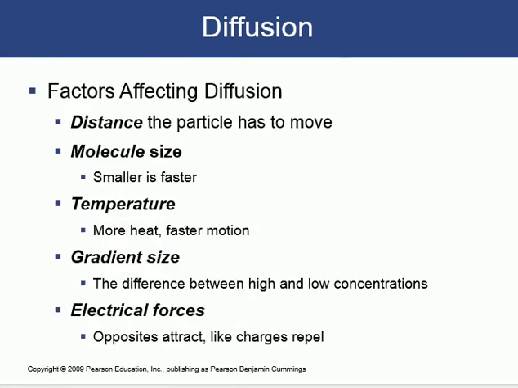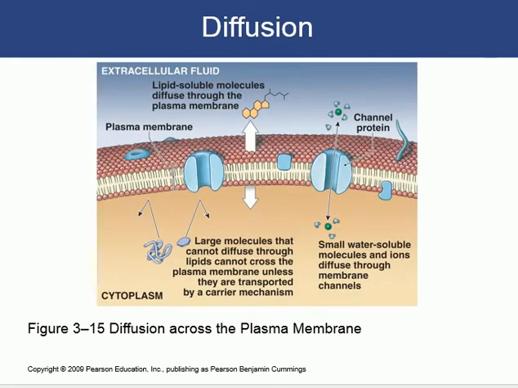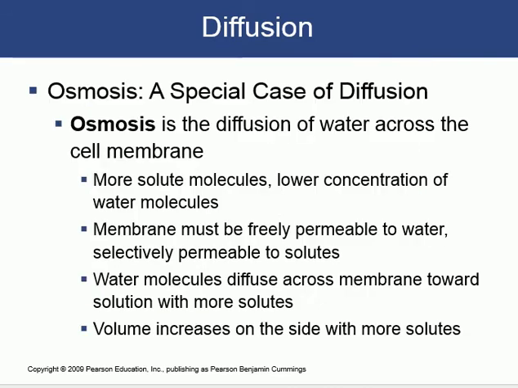What are the factors that determine the rate of diffusion? Distance, molecular size, temperature, gradient size, and electrical forces. This is something that you need to remember too. Osmosis is also important.